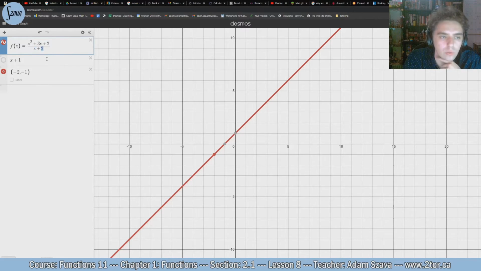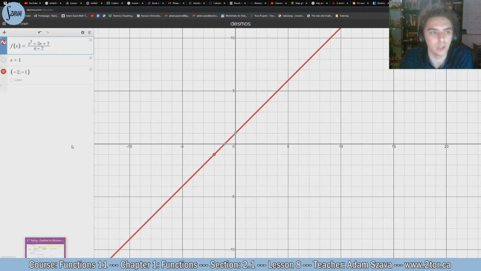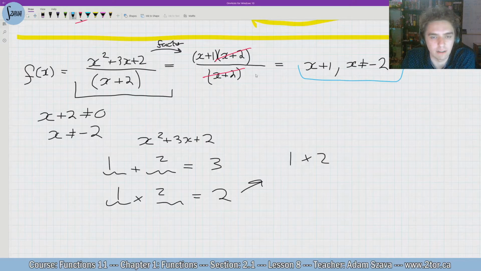-2 plus 2 would be 0, and so I would not be able to calculate that. So there is no f of -2. Otherwise, it's the same as x plus 1, and we showed that by just canceling out factors. And all we have left is x plus 1.